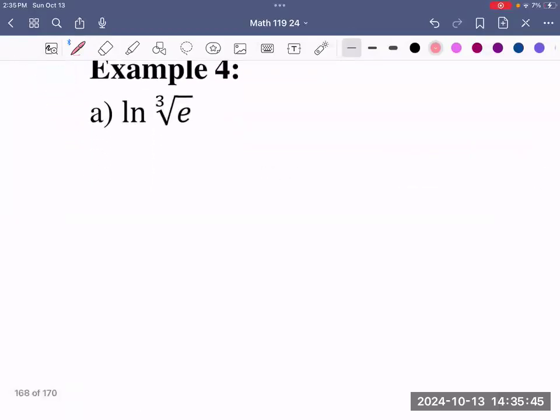So we have ln of the cube root of e. We're going to rewrite this one as ln of e to the 1/3. And I want to know, what does this come out to be? Well, we have ln of e here, so these will cancel out, and this drops, so our answer is just 1/3.